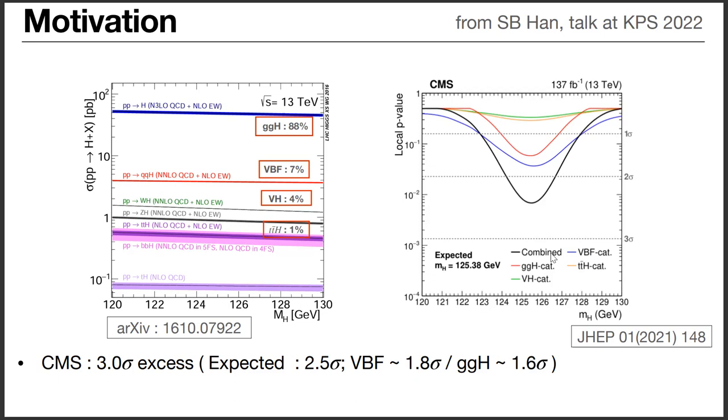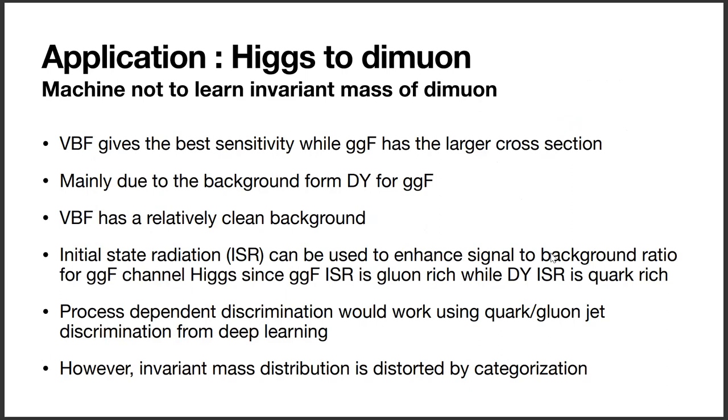But the main problem is they have serious issues. In order to distinguish quark and gluon ISR, we have to implement deep learning techniques. Once you implement it, the machine learns the dimuon invariant mass first, rather than distinguishing quark and gluon jets. And when you finally try to reconstruct the significance, you end up with some troubles, because your signal and background don't respect the original invariant mass distribution.